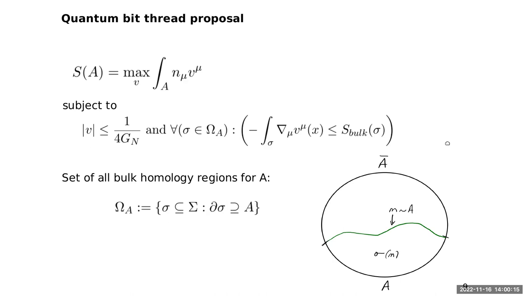So for all sigma, which is in this set big omega of A, which is a set of all bulk homology regions for A. So it's a set of all such sigma like this. We apply this constraint on the flux of V in sigma. What this means is that the flux, or the number of threads that can end in any and all bulk homology regions, is upper bounded by the entanglement entropy of that region. So the larger the entanglement entropy, the more threads can end in that region.